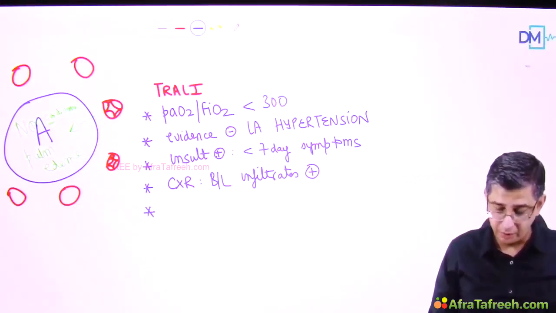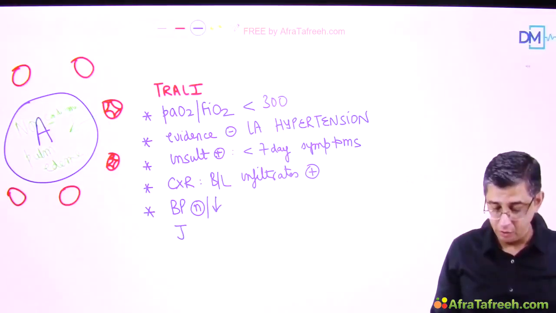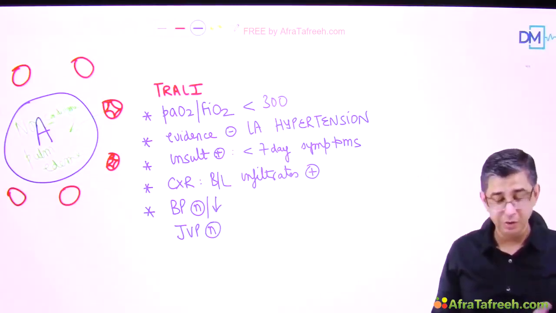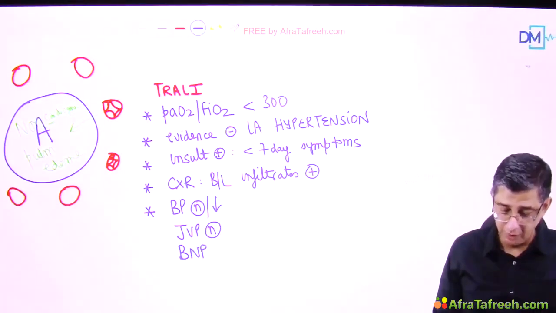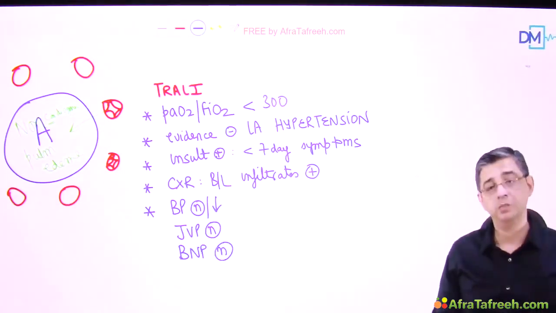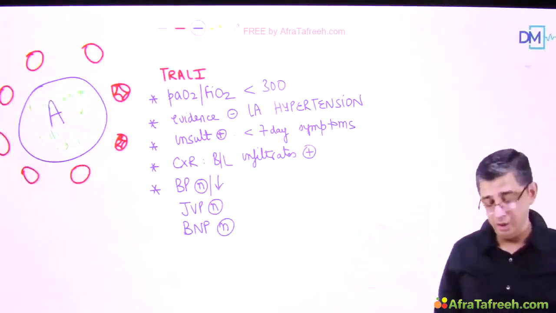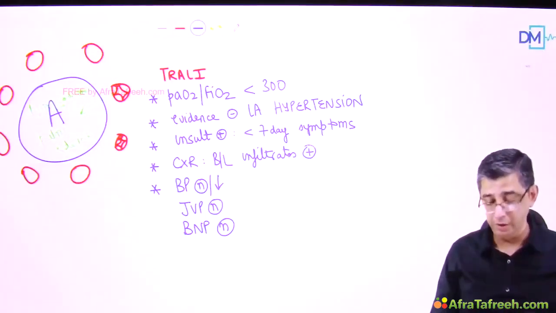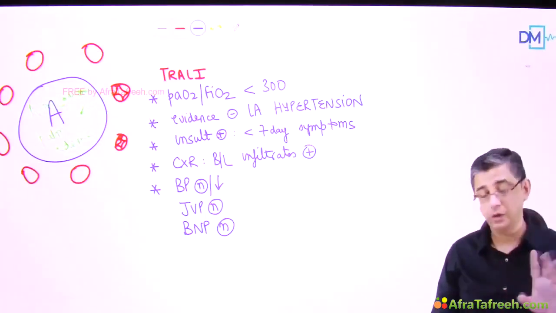Remember that in transfusion-related acute lung injury, the blood pressure of the patient may remain normal or even relatively lower. Jugular venous pressure of the patient will be normal. JVP is normal in the patient because this is non-cardiogenic pulmonary edema. Therefore, if you check the values of BNP, B-type natriuretic peptide, the values of BNP will also remain normal in the patient. So the features of TRALI to be demonstrated are that hemodynamically speaking, blood pressure should not be elevated, JVP should not be elevated, BNP should not be elevated, because if these values go on the higher side, then it is not TRALI.